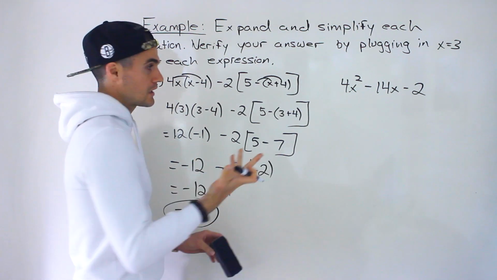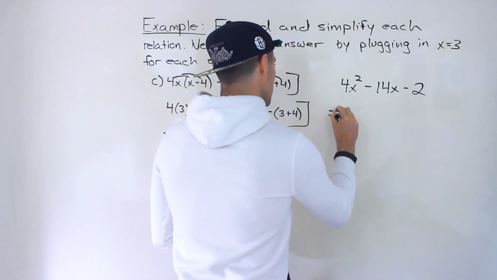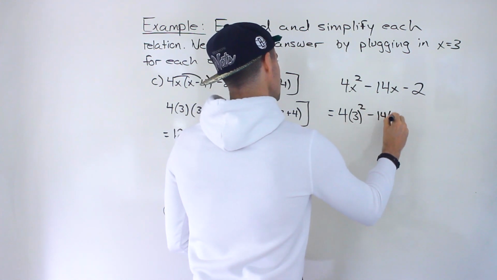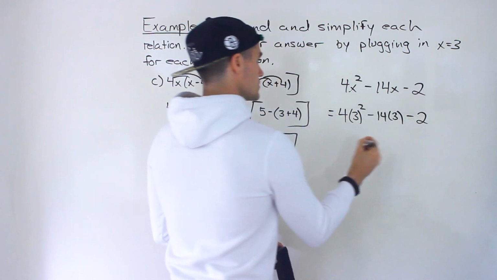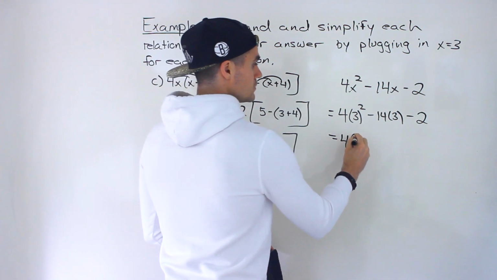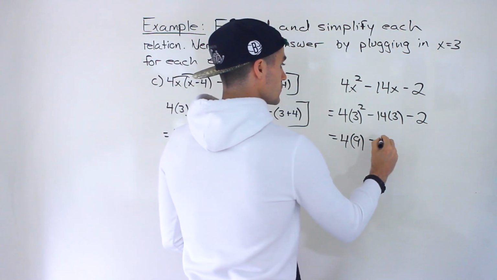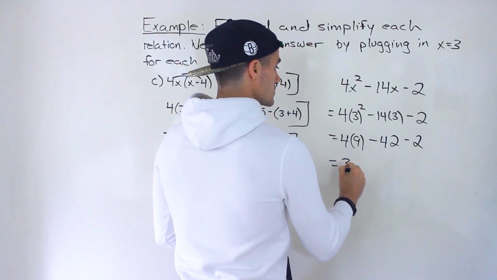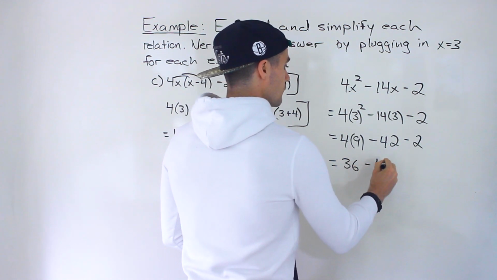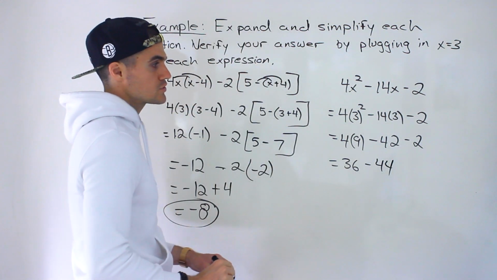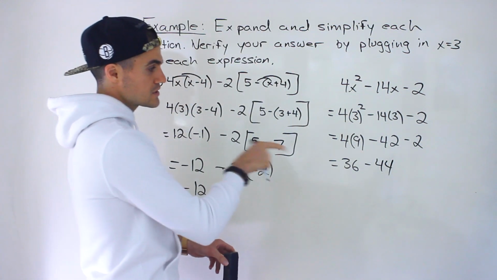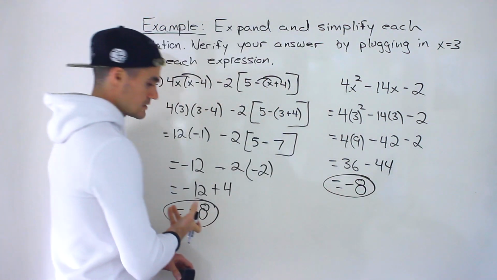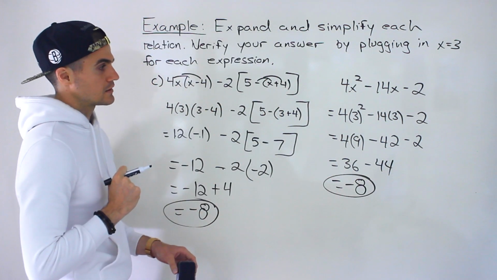Now let's see what we get when we plug it into our simplified expanded expression. So we'll have 4, 3 to the power 2 minus 14 times 3 minus 2. Do the exponent first. This here would be 42 minus 2. This gives us 36 minus 44. Right? Negative 42 minus 2 gives us negative 44, and then 36 minus 44 gives us negative 8. Same thing that we got right there.